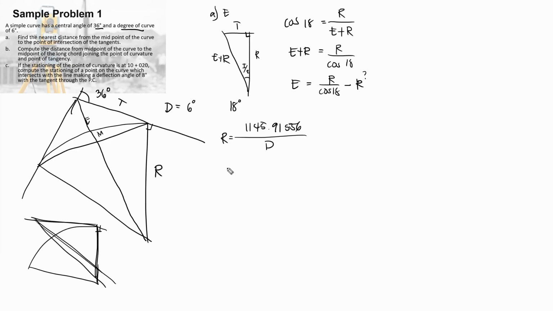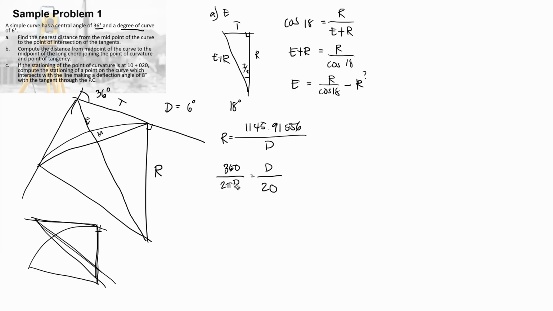So yun again is galing sa 360 over 2 pi r is equals to yung degree of curve over yung length of chord natin, or 20. In this case, 20 kasi pag hindi sinabi kung anong klaseng basis, gawin na lang nating chord dito, chord and arc basis. So arc basis yung gagawin natin sa kanya.